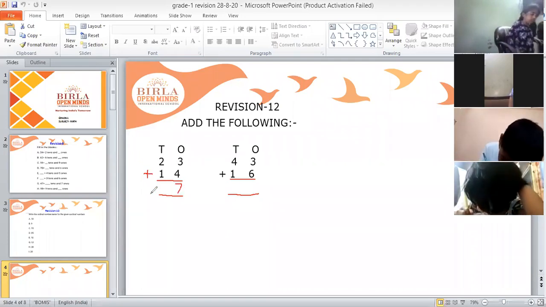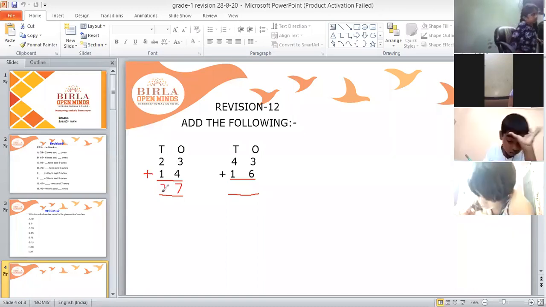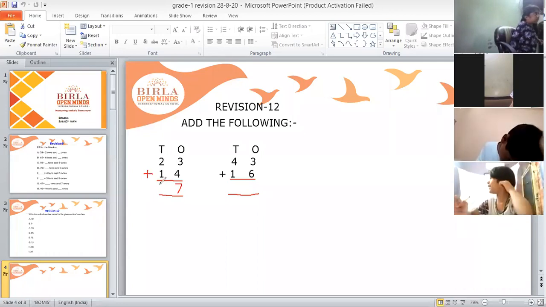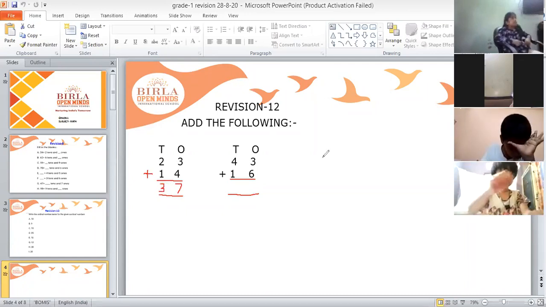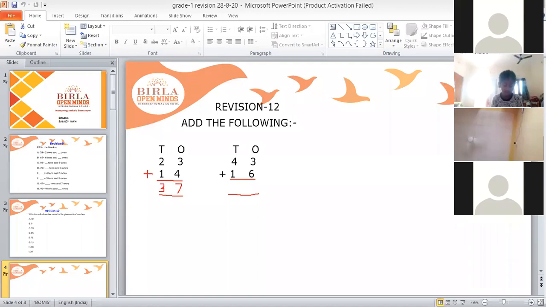2 plus 1 equal to? 3. Very good. So we will write here. What is the number? 3, 7. Very good, Ananya. So 2 plus 1 is 3, children. So the answer is 3, 7. Correct answer. Very good, Ananya. Good girl.